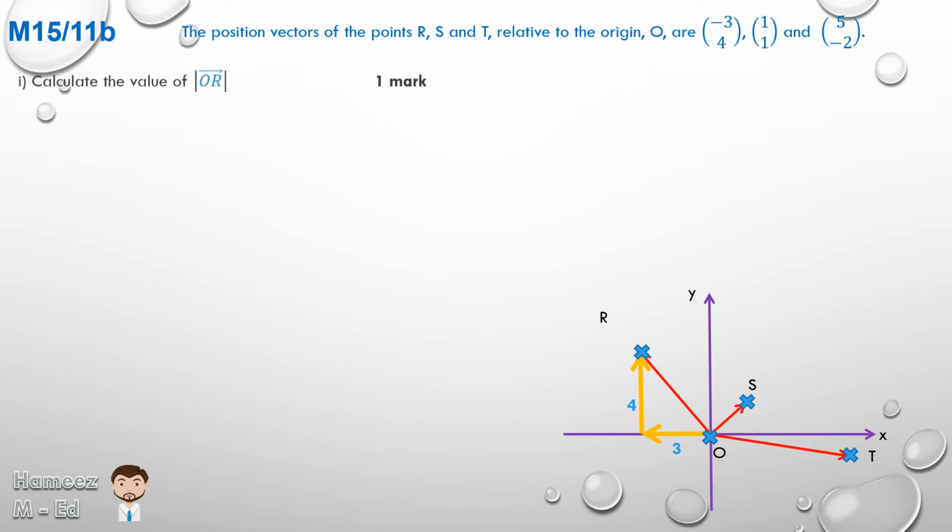Part 1. Calculate the value of modulus OR of the vector. What that means, those two signs coming down on the side of it indicates that we need to find the length, or how long is the vector OR. Is that the red line on the left? Well, it's difficult to measure that because this is a sketch.